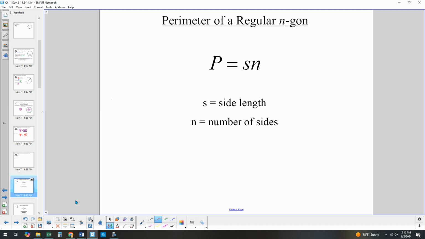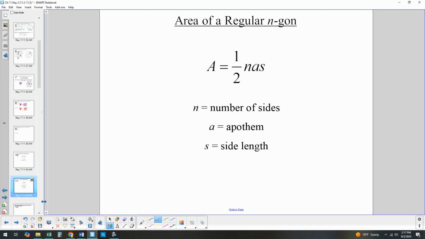The perimeter of a regular polygon, a regular n-gon, is S times n. S is going to represent the side length, and n is the number of sides. That's the same as when we originally learned about polygons in Chapter 7. The area, which is one of my favorite formulas of all time, is 1/2 times n times a times s, or 1/2 nas. N is going to be the number of sides again, a is the length of the apothem, and s is the side length, just like it was in the perimeter.